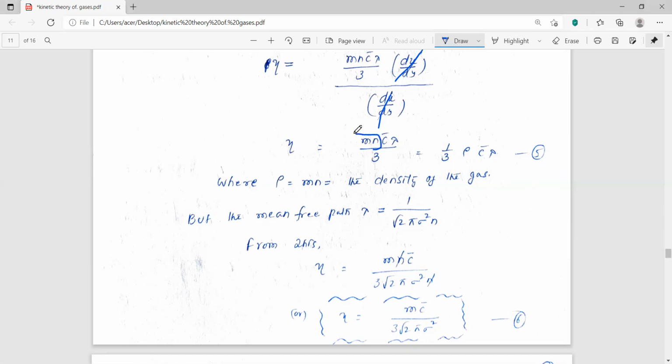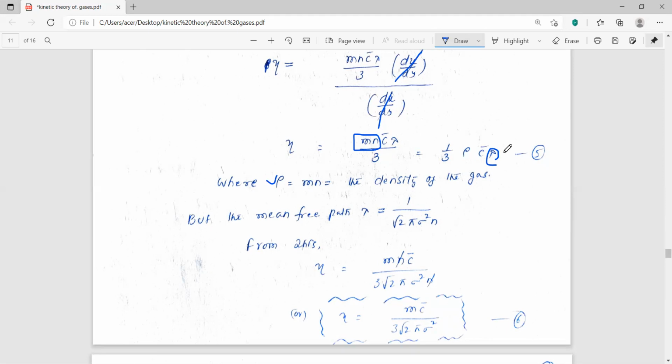Here we have m into n. This m n gives us the density of the gas, where n is the number of molecules per unit volume and m is the mass of each molecule. The multiplication of these two gives us the density of the gas. So, instead of m n, we can substitute the value rho. Therefore, eta equal to 1/3 into rho into c bar lambda. What is lambda here? Mean free path. So, what is mean free path?